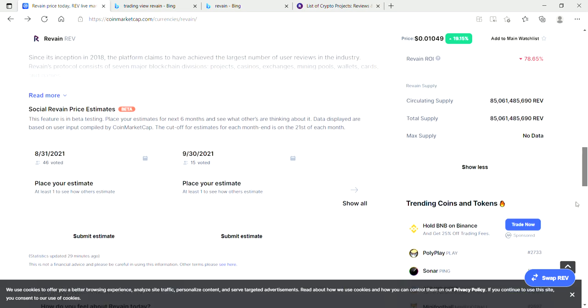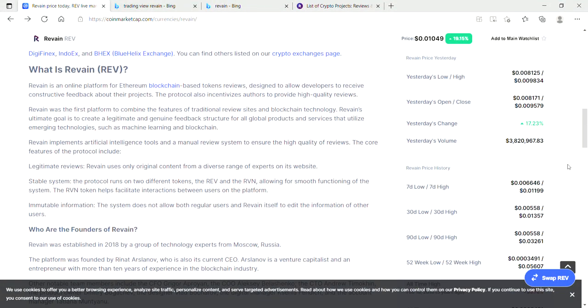Now, what I might do is just have a quick read of what Revain is. Revain is an online platform for Ethereum blockchain-based token reviews, designed to allow developers to receive constructive feedback about their projects. The protocol also incentivizes authors to provide high-quality reviews. Revain was the first platform to combine the features of traditional review sites and blockchain technology. Revain's ultimate goal is to create a legitimate and genuine feedback structure for all global products and services that utilize emerging technologies such as machine learning and blockchain.